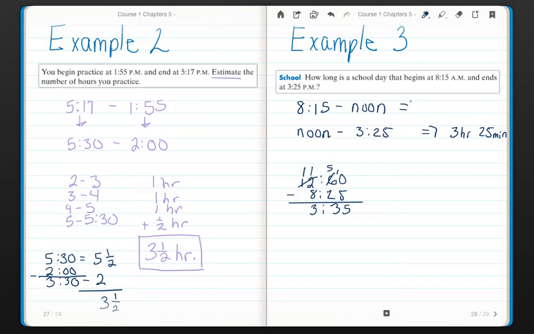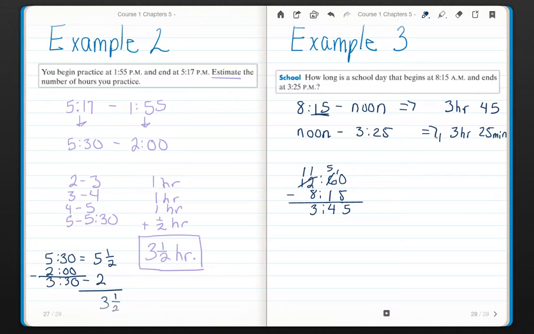So 8:15 to noon. That's not right. Oh, I'm sorry. This should be a 1. No wonder I'm confused. Hang on. Do you see the mistake I made? I didn't copy the problem correctly. This should have been 15 minutes. It was 8:15. I said it was 8:25. So I caution you, read the problem carefully and make sure you copy the problem correctly. There we go. So 8:15 to noon is 3 hours and 45 minutes.